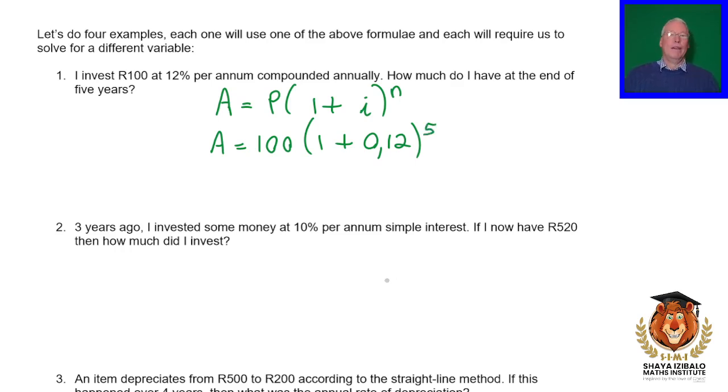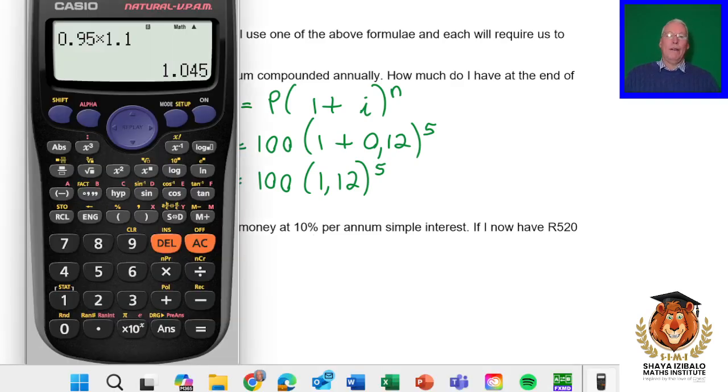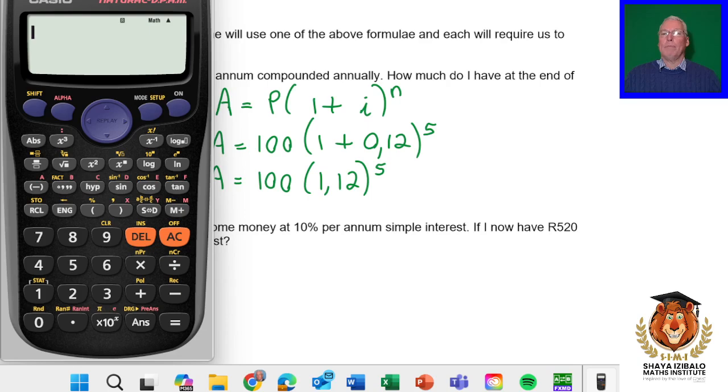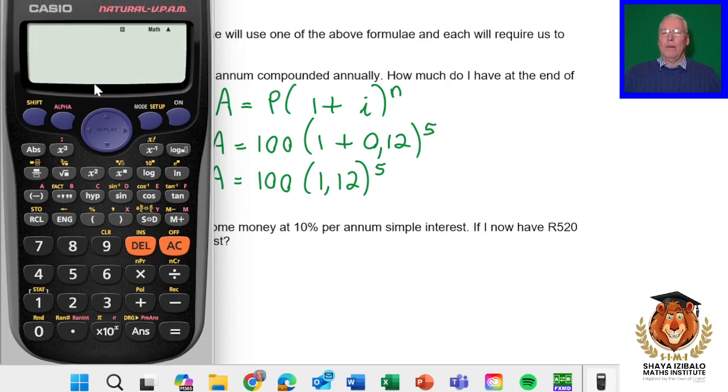Now, just before we do anything further here, I just want you to understand that we've actually got a multiplier in here of 1.12, and we're raising that to the power of 5. When we multiply 100 by 1.12, we are growing it by 12%. Let's just show you 100 times 1.12. That's how much we would have after 1 year.